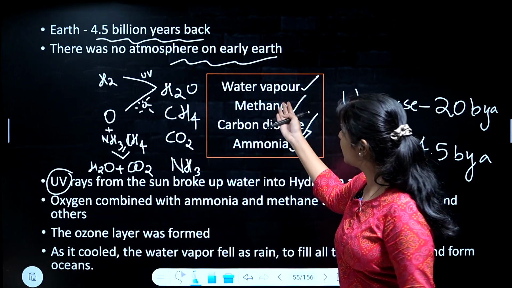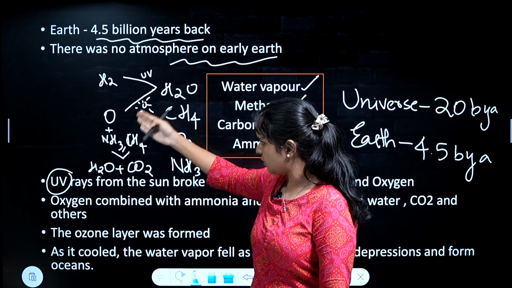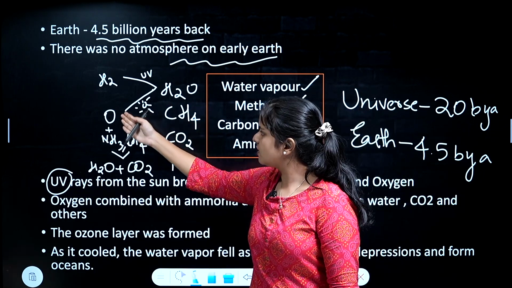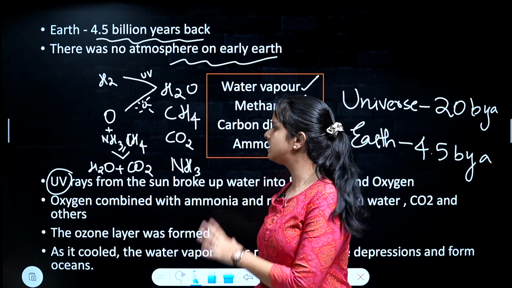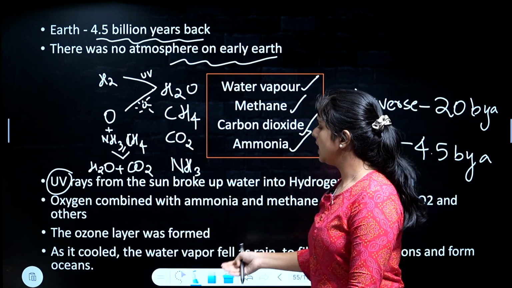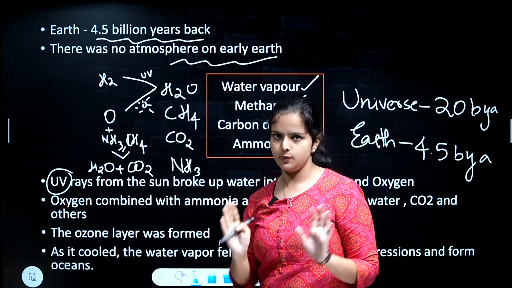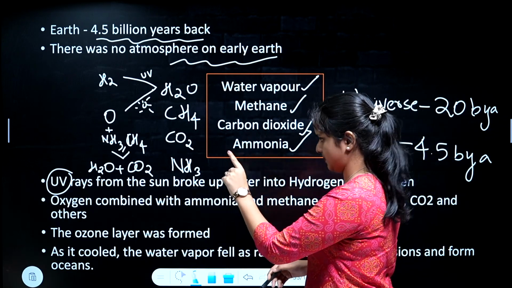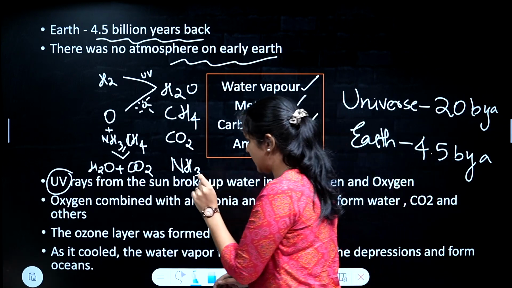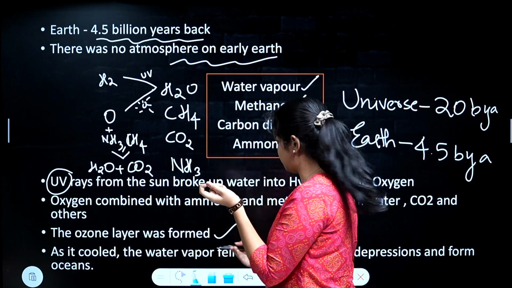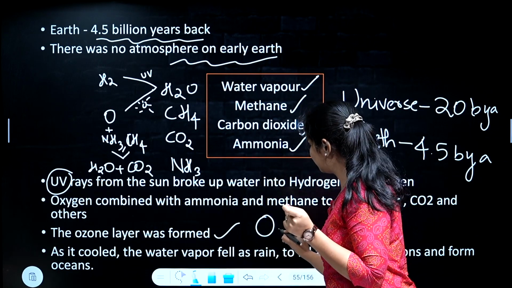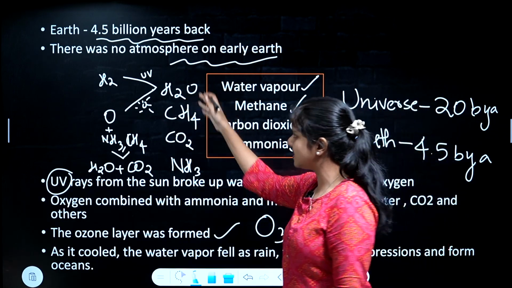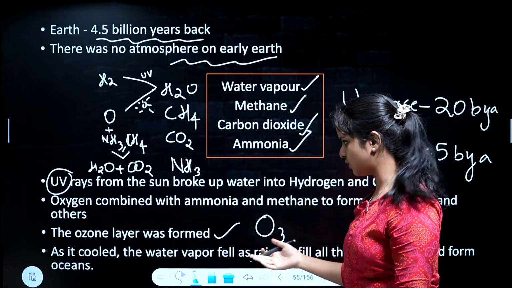So water vapor was split into hydrogen and oxygen with the help of UV light from the sun, and this oxygen then combined with ammonia or methane, and as a result water and carbon dioxide were formed. This is what actually took place. Also the oxygen started combining and the ozone layer started to form, because ozone is nothing but three oxygen molecules standing together. It is O3. So oxygen released this way started combining to form the ozone layer.